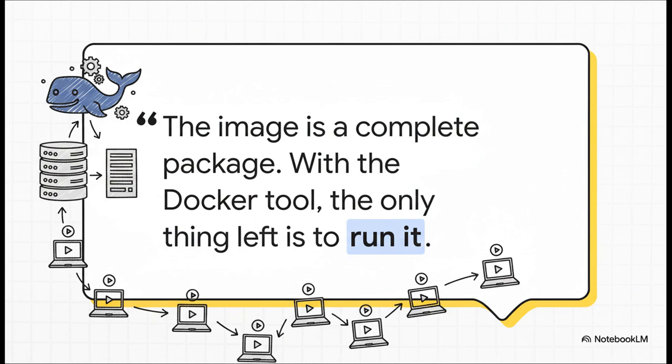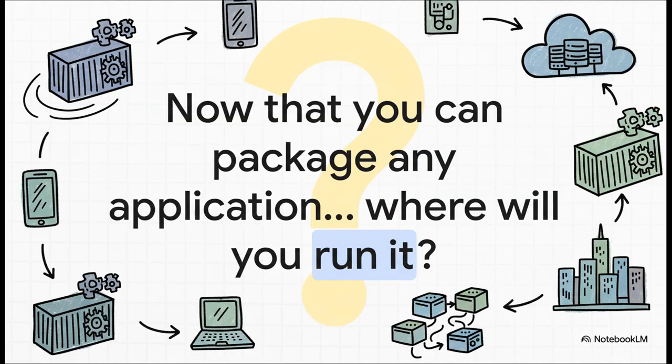And this really gets to the core of why Docker is such a game changer. Once that image is built, it's a complete, finished package. The only thing anyone else needs to run your application perfectly is the Docker tool itself. That "it works on my machine" problem, it's gone, solved. So, now that you know how to package up basically any application into a single portable unit that can run anywhere, the only question left is, what are you going to build and where are you going to run it next?